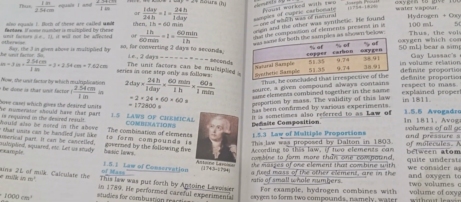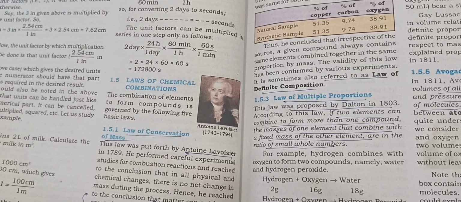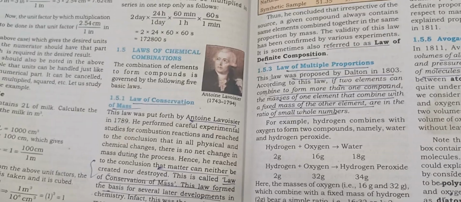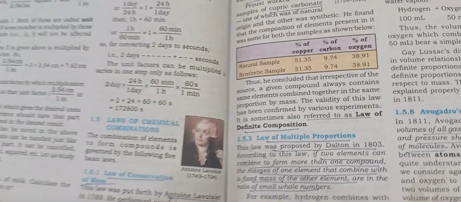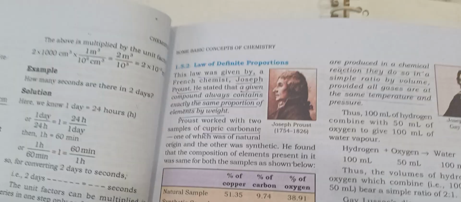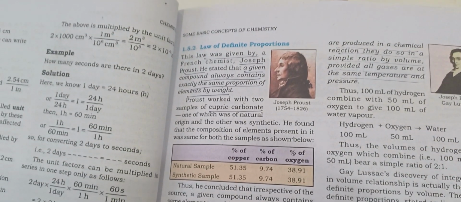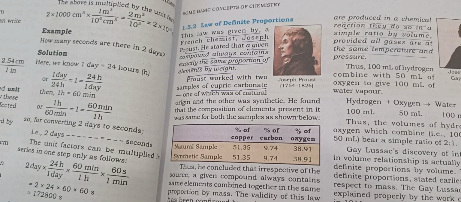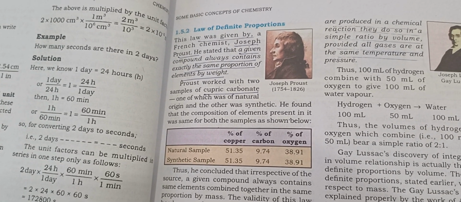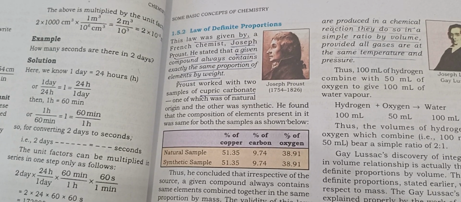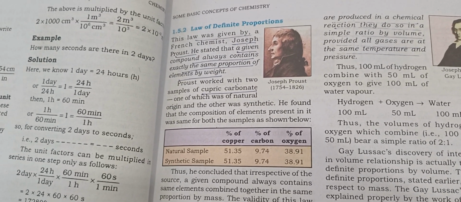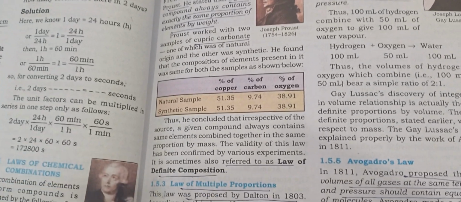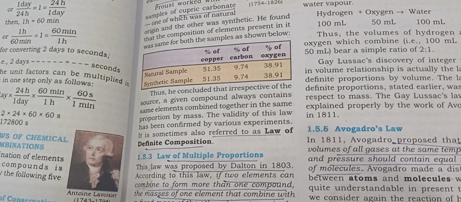First, the law of conservation of mass was given by Antoine Lavoisier. According to this, matter can be neither created nor destroyed. Next comes the law of definite proportions, given by Joseph Proust. The statement is that a given compound always contains exactly the same proportion of elements by weight. He worked on the compound cupric carbonate, right?